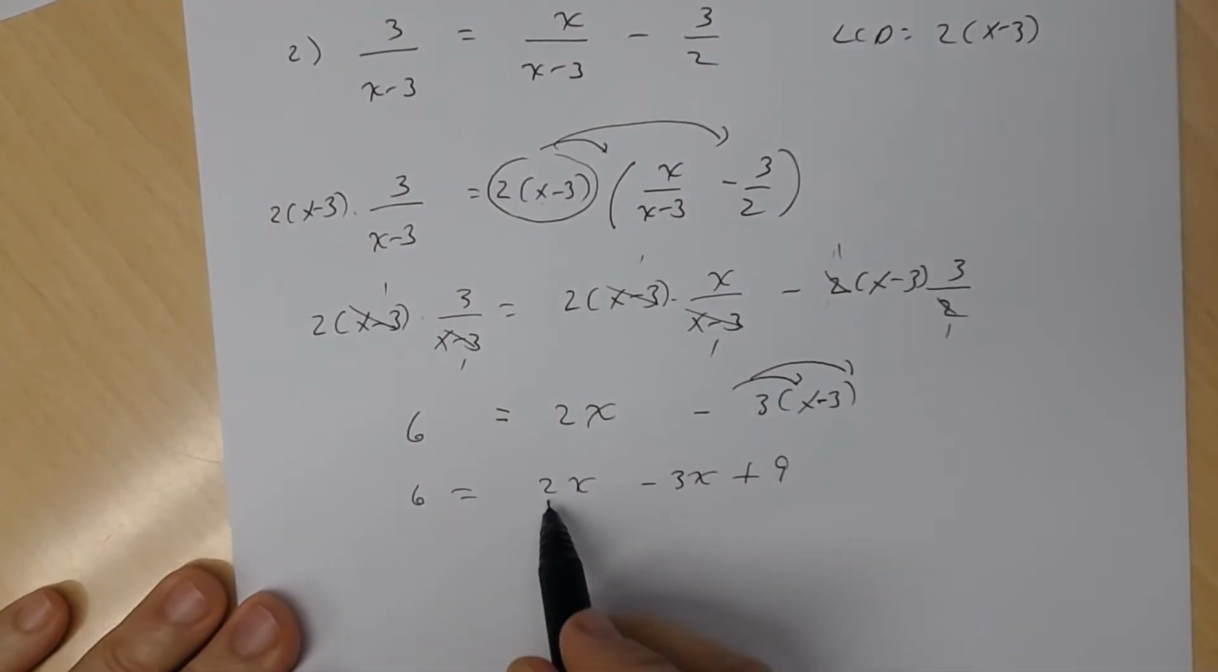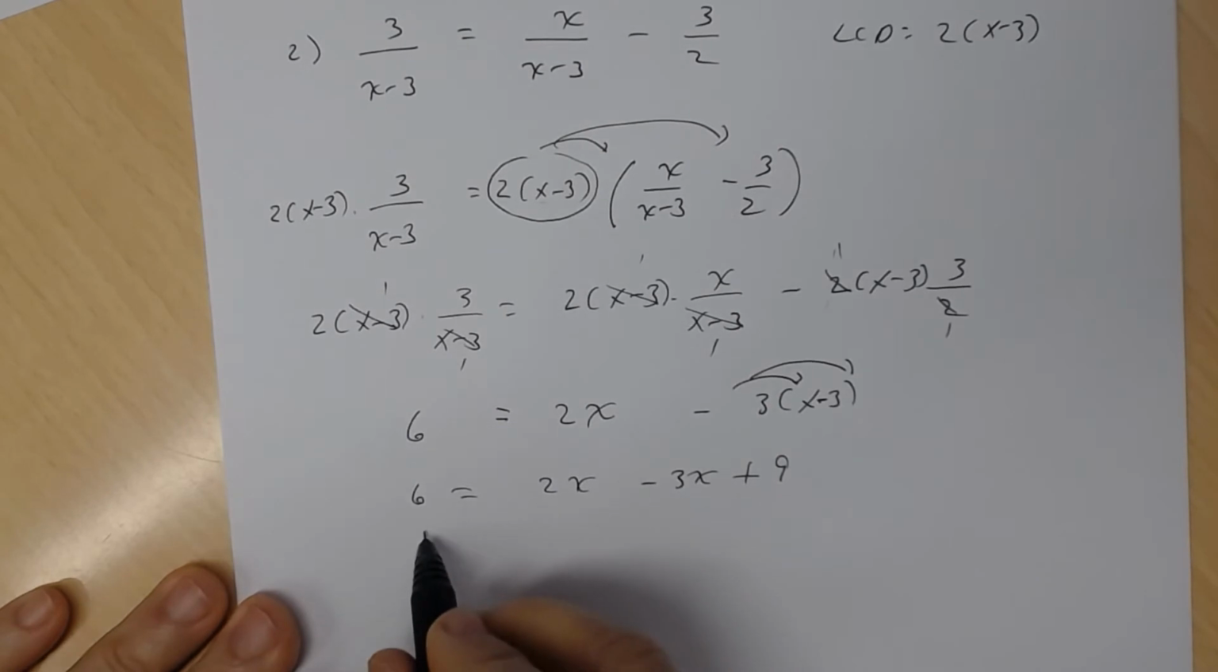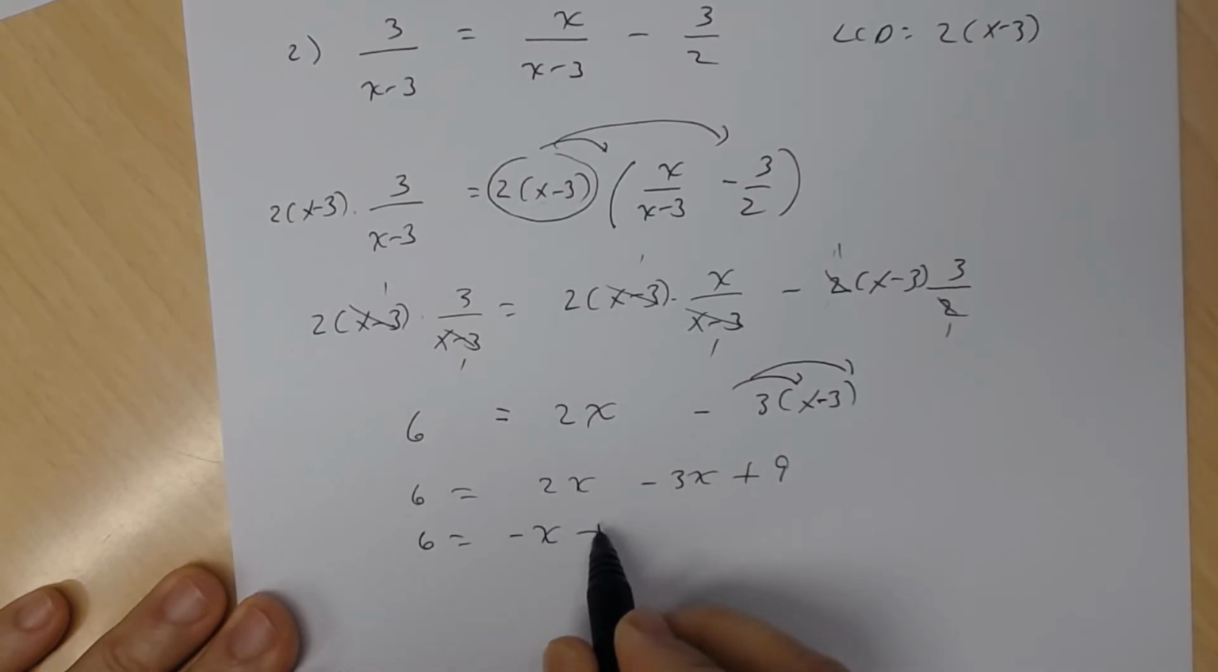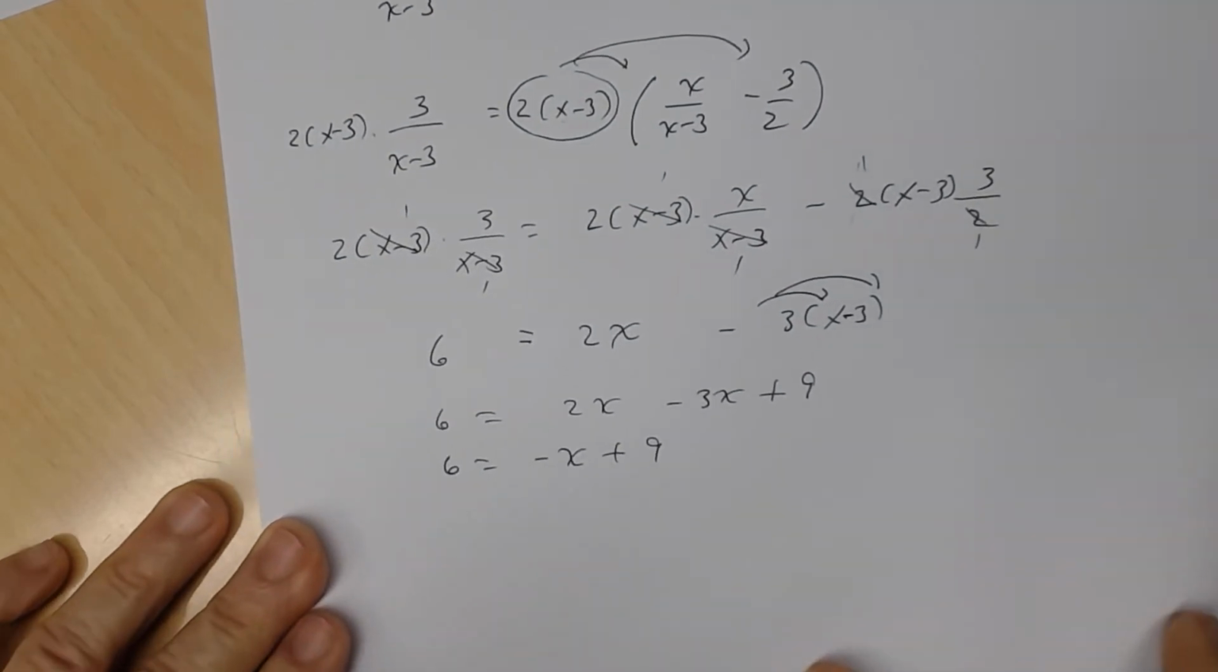Oops, I'm sorry, that's step 1. So still step 1, combine like terms. So 2x minus 3x is a negative x. So I get 6 equals negative x plus 9. All right, now step 2.